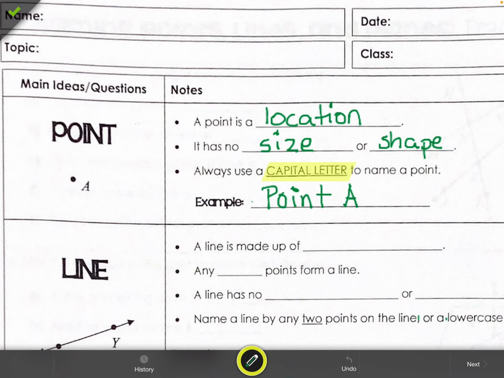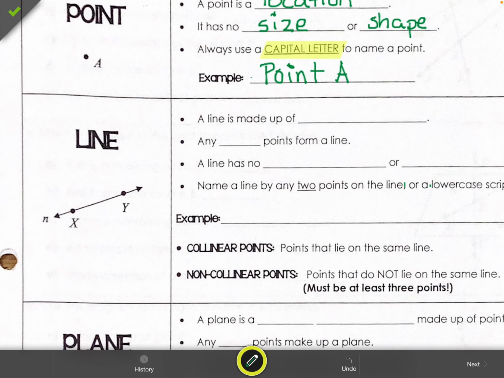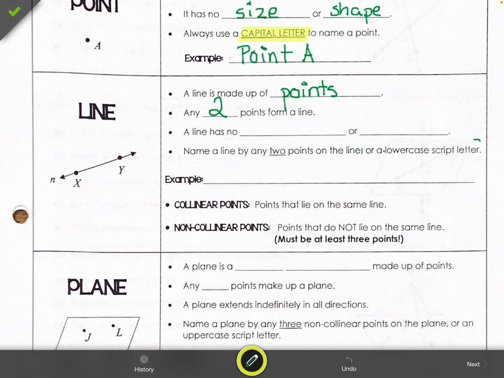The second thing we're going to look at today is the line. A line is just made up of points. If you can imagine, it's a bunch of points very, very close to each other, and it forms a line. Now, in order to get a line, you need at least 2 points. 2 points form a line. A line is also what we call an undefined term in geometry, because it has no thickness, and it also has no width.